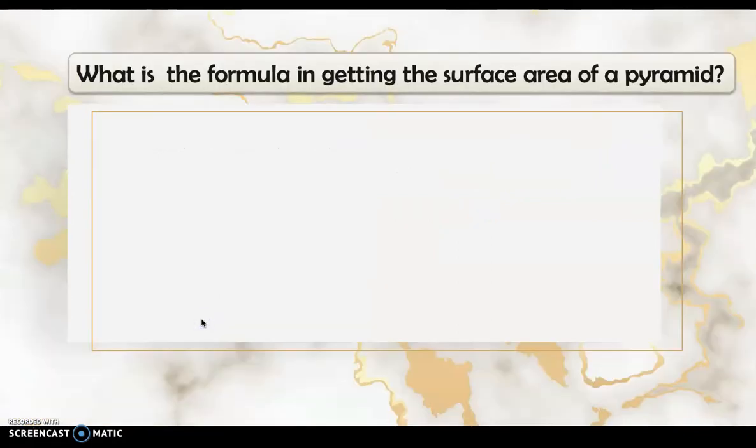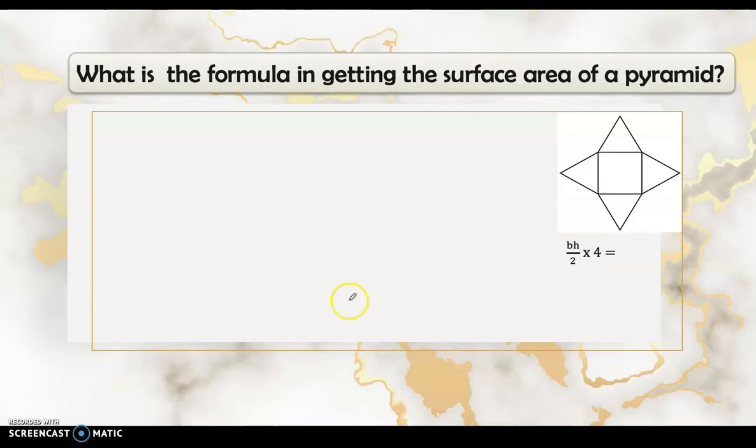Now let's analyze and try to figure out the formula for the surface area of a square pyramid without getting its net every time we solve for its surface area. Now again, if the area of a triangle is base times height divided by 2, then we multiply it by 4, since there are 4 equal triangles. We get 4bh divided by 2, then we simplify. 4 divided by 2 is 2. The answer is 2 times base times height, right?